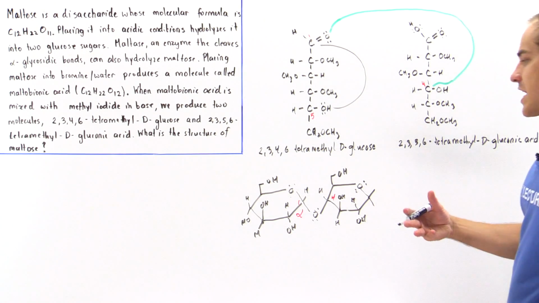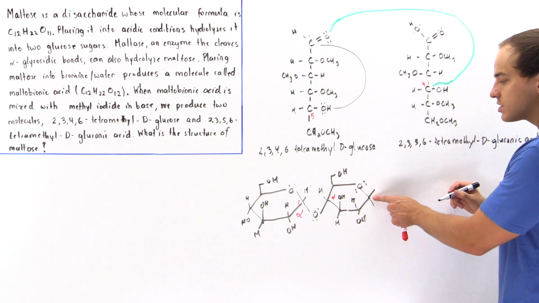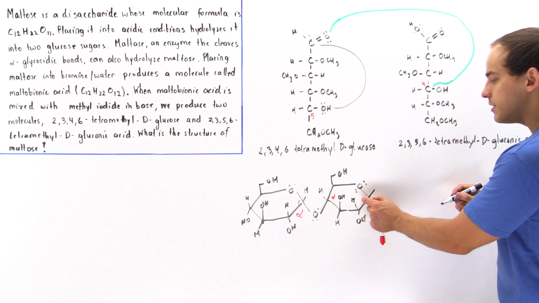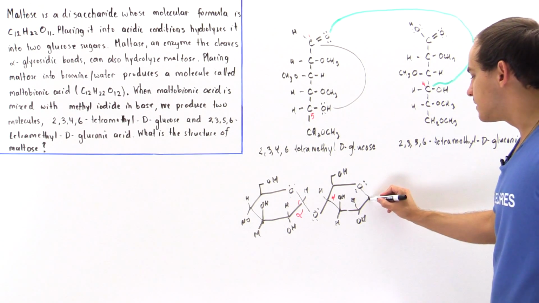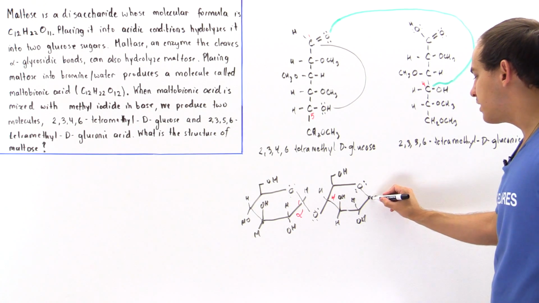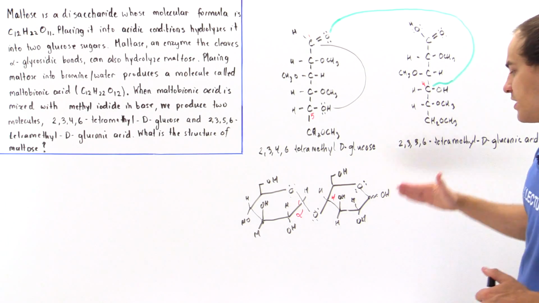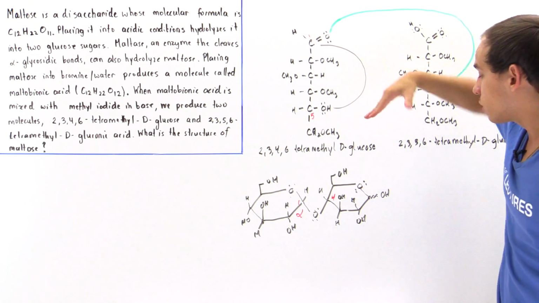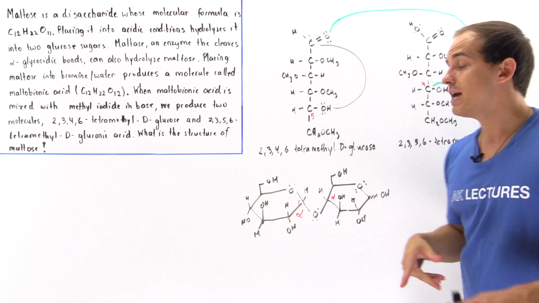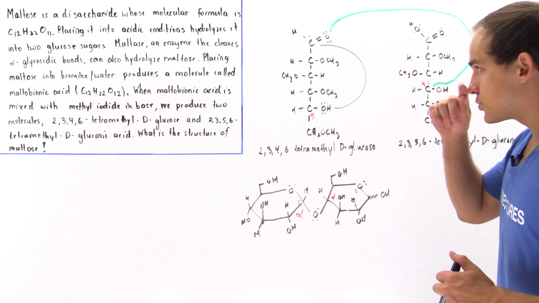Now, the only thing that we really don't know is where the OH points on this carbon number 1 of this molecule here. So the way that we symbolize the unknown factor is by using a squiggly line. The squiggly line means that the OH can point up, in which case it will be the beta version, or down, in which case it will be the alpha anomer. So this is our maltose molecule. Now let's just make sure.